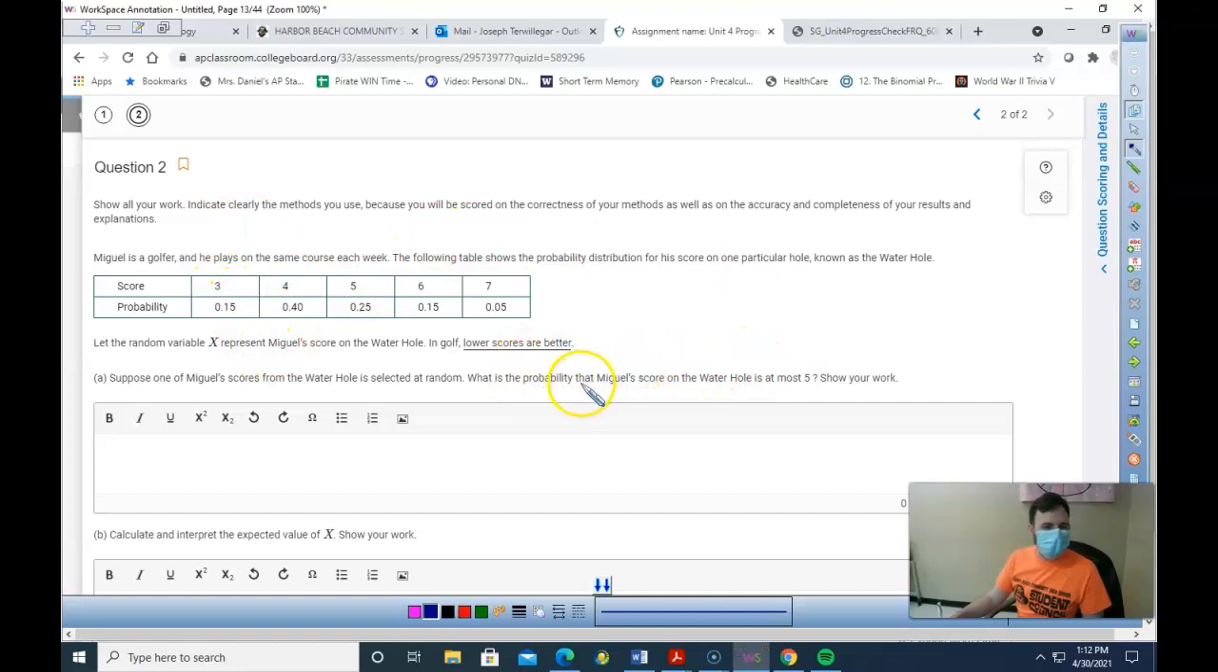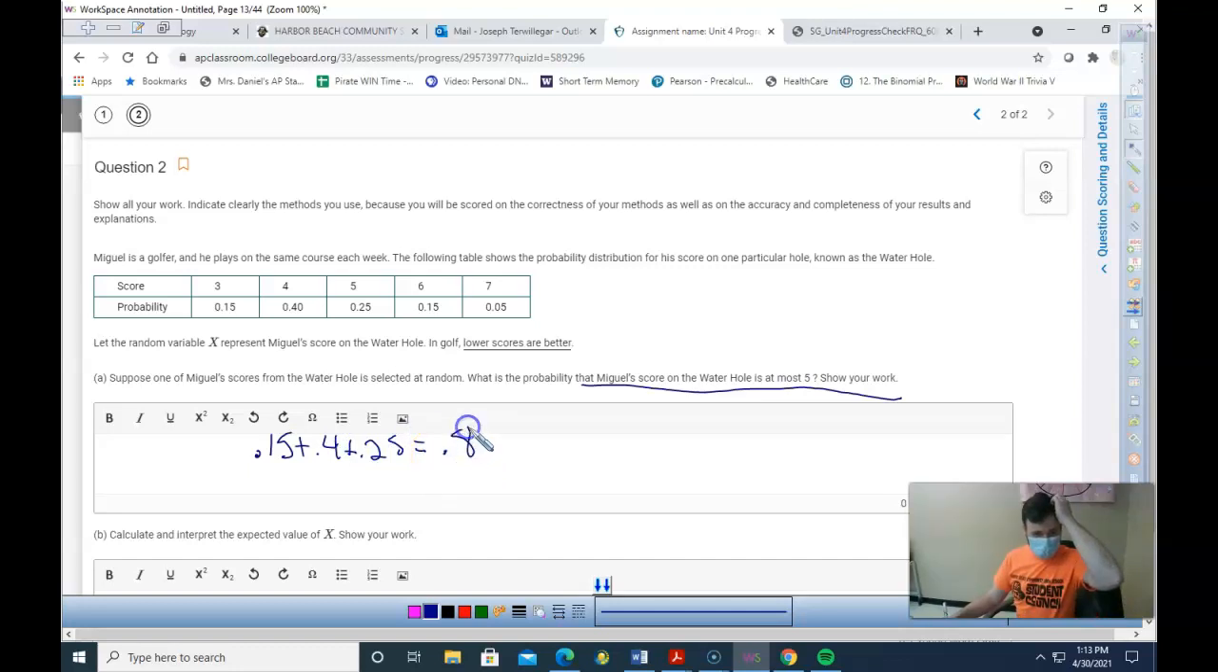What's the probability that Miguel's score is at most 5? So at most 5 means 5 or less. So for this one, you need to show your work. So they want you to say 0.15 plus 0.4 plus 0.25 equals 0.8. So another 3-pointer. 1 point for work, 1 point for 0.8, 1 point for saying that 0.8 is the probability that his score is at most 5. That's not too bad.